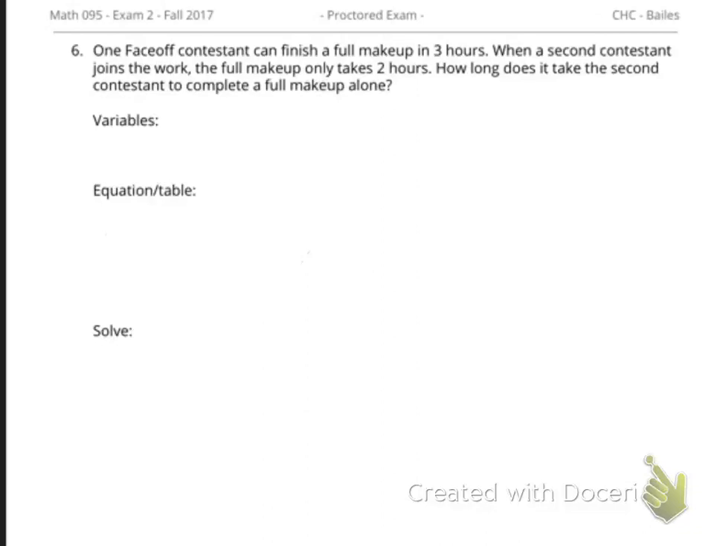I wanted to take a moment to go over one of the word problems from the exam. When we're approaching a word problem, the first thing we should do is read it and try to highlight any important parts, any parts we think are going to come up in the math.